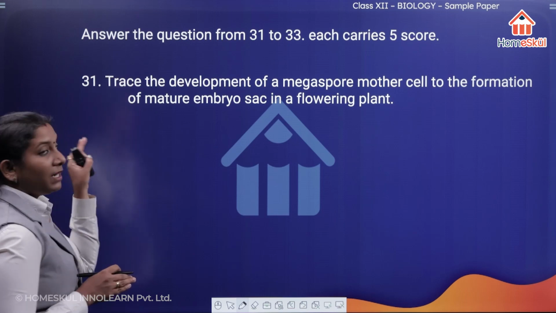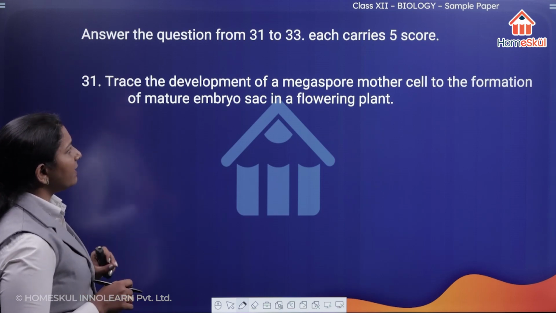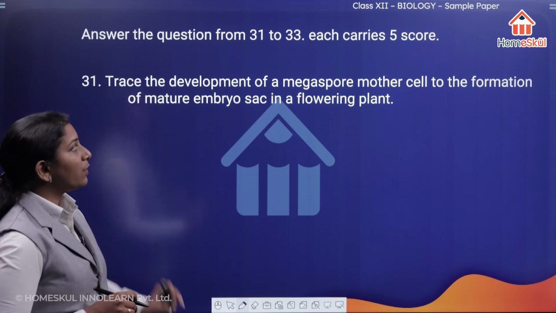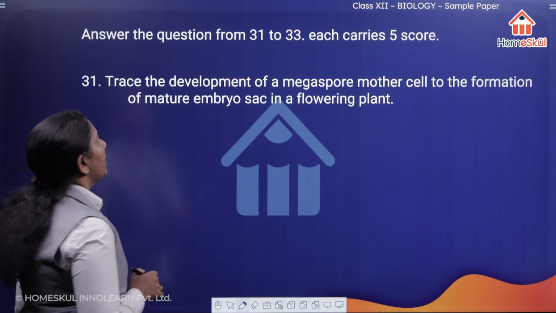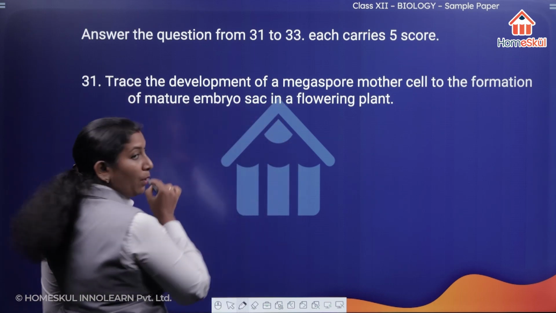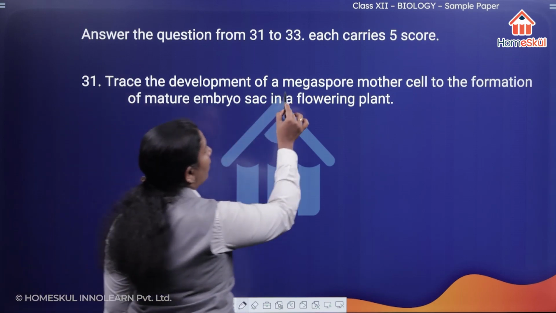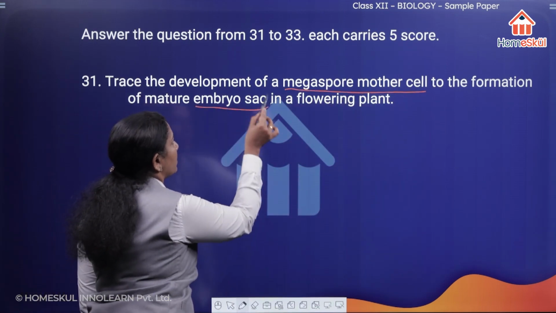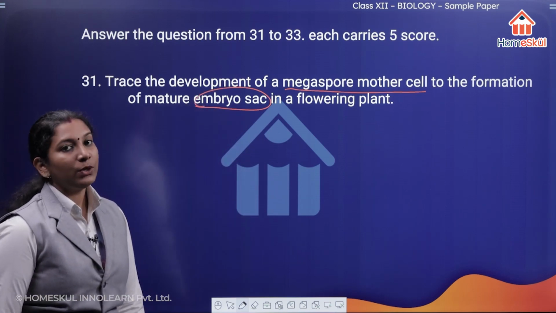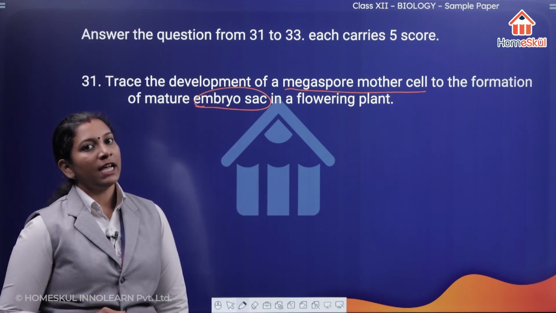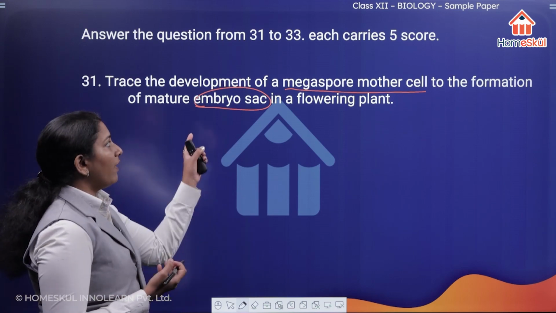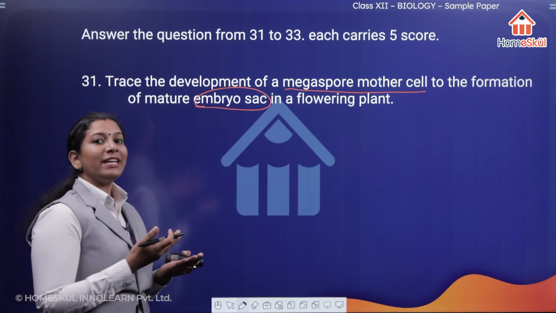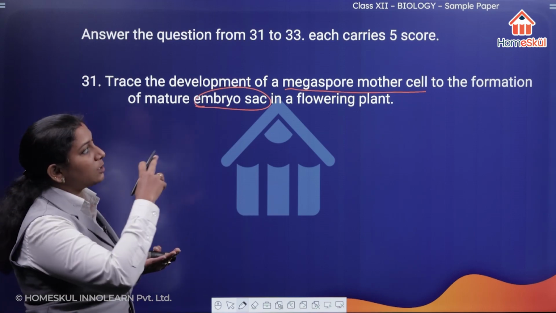So question number 31. Trace the development of a megaspore mother cell to the formation of a mature embryo sac in a flowering plant. It's a good question and a very important one too. So the development of a megaspore mother cell to the formation of a mature embryo sac in flowering plants. We know that in flowering plants, or in angiosperms, this is how the process of formation of an embryo sac takes place.